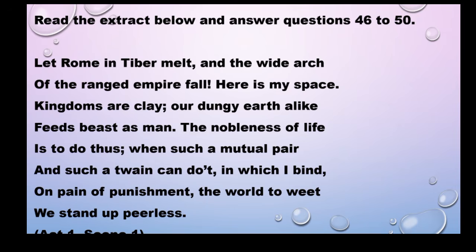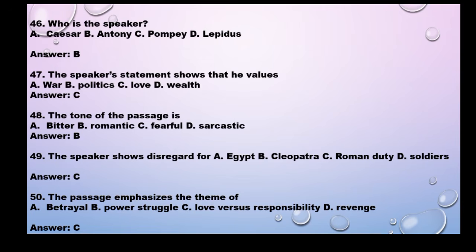And of course, this one is Antony still saying, you see, Rome can crumble as fast. This is where my world is. My world is with you. My life is with you. You are the one I want. So of course we know that we've already established that it is Antony. The speaker's statement shows that he values love. Okay, and the tone of the passage is romantic. The speaker shows disregard for Roman duty, and the passage emphasizes the theme of love versus responsibility.